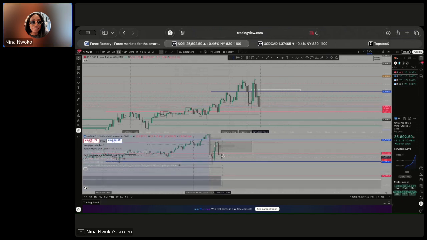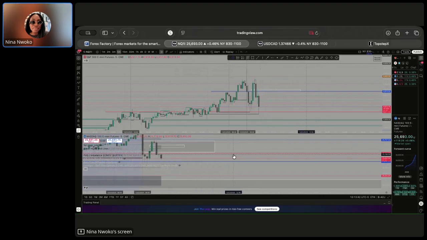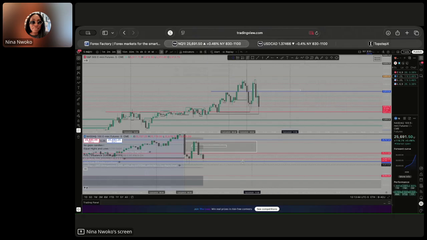But I kind of want to see it either touch back in, go in, because technically it's not touched in. It's just touched the Asia high. I think this is an Asian high price here.